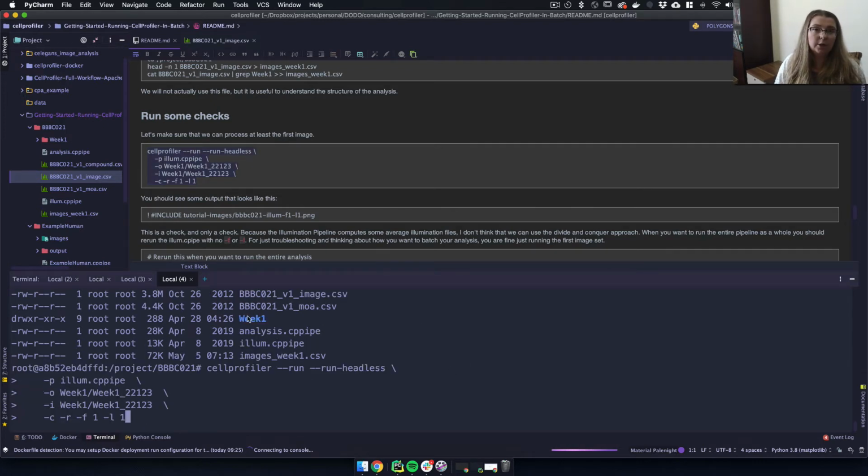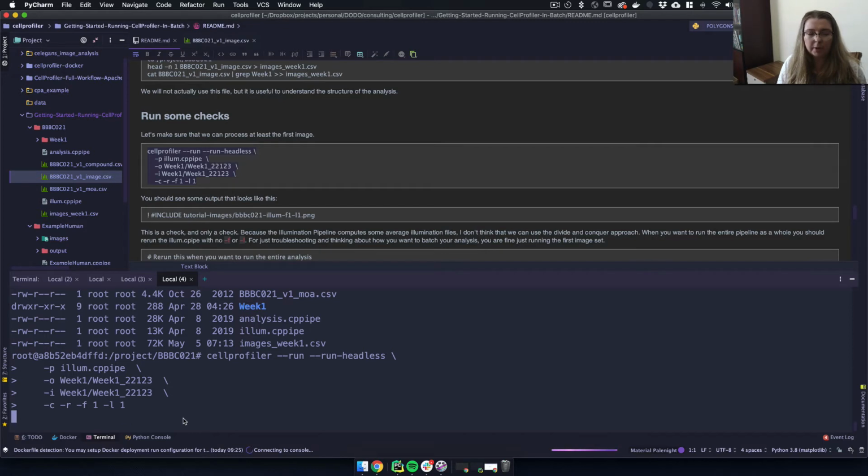So for the illumination pipeline, this is one of these things we can't actually batch, because what it's doing is generating an average across all the images. And for that, it needs to have all the images in the data set. So I am giving these first and last flags. That's just for the purposes of this tutorial so that it will get finished quickly. Otherwise, it takes quite a while. I don't remember exactly how long it takes, but it takes some time.